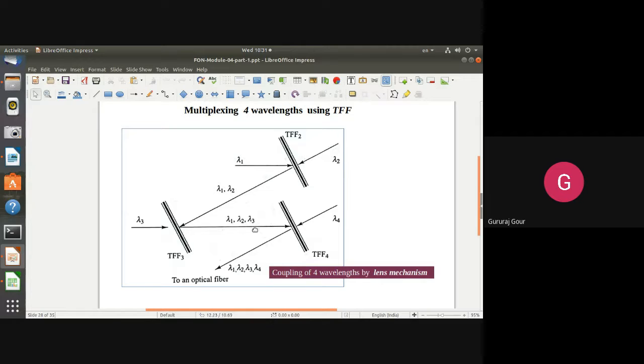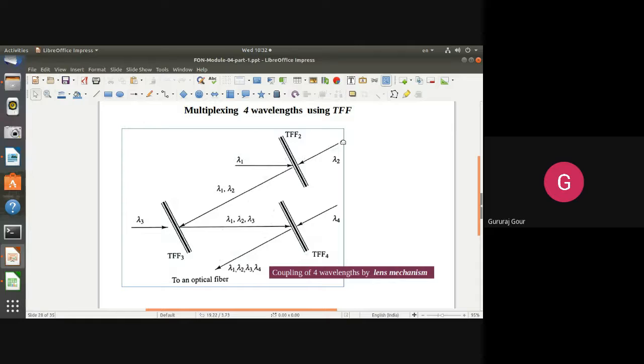So now we are getting lambda 1, lambda 2, lambda 3, all in phase, constructively added. Now all three together as a single ray fall on this surface of the TFF4. On the right surface of the TFF4, it receives another wavelength, lambda 4, normal to it. Now all these take part in constructive interference, and we are getting one multiplexed signal by combining lambda 1 to lambda 4.